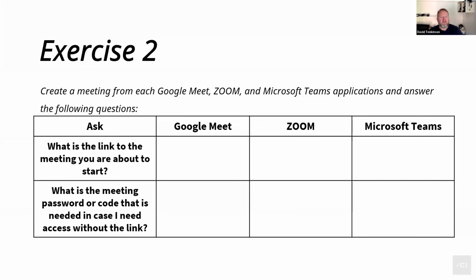So here's a quick exercise for you. I don't need to pop into a meeting for this, but if you all have a little think about this, we've got an exercise here that basically says, what is the link to the meeting you're about to start in Google Meets, Zoom, or Microsoft Teams? What is the meeting password or code that is needed in case you access it?